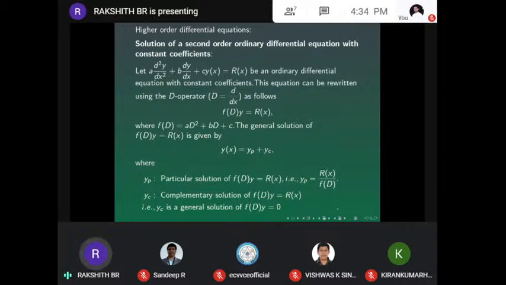Let me quickly summarize what I have taught you so far. Here I am looking for the solution of a higher order differential equation. To understand, I will consider a second order ordinary differential equation with constant coefficients, and with the help of the D operator, that is D equal to d by dx, I am able to rewrite it in the form f of D y equal to r of x. We all know that its general solution is divided into two parts: yp and yc. Your yp stands for the particular solution, usually denoted by r of x by f of D. And yc stands for the complementary solution of f of D y equal to r of x. That is, yc is the general solution of the homogeneous differential equation f of D y equal to 0.